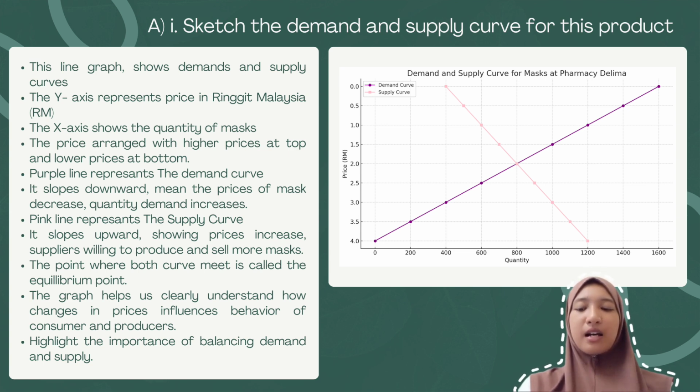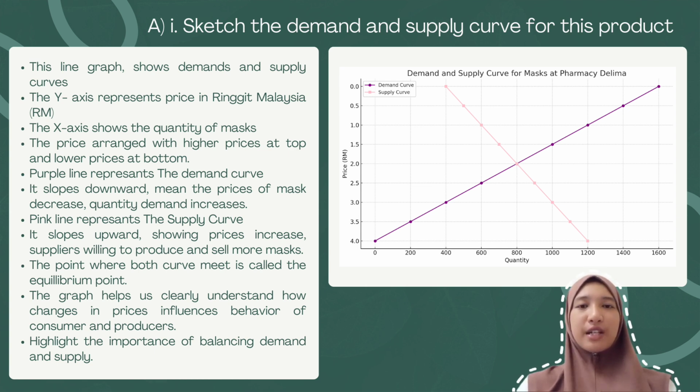The pink line represents the supply curve. It slopes upward, showing that as price increases, suppliers are willing to produce and sell more masks. For example, when the price is higher at RM4, the quantity supplied is at its highest. The point where both curves meet is called the equilibrium point, where the quantity demanded equals the quantity supplied and there is no shortage or surplus.